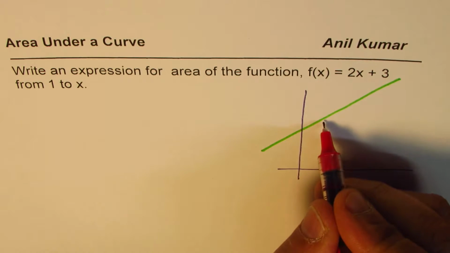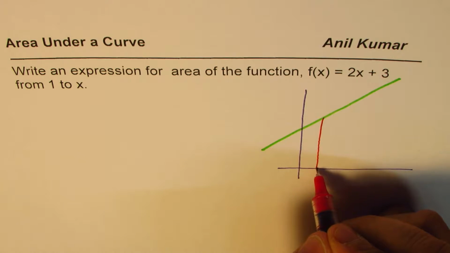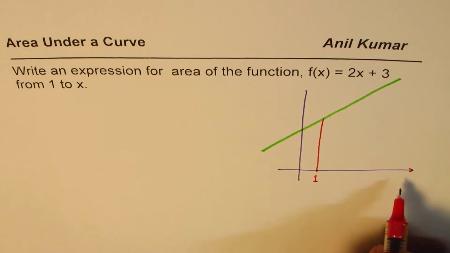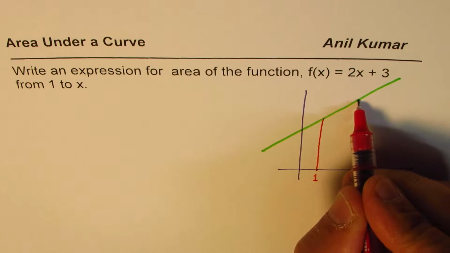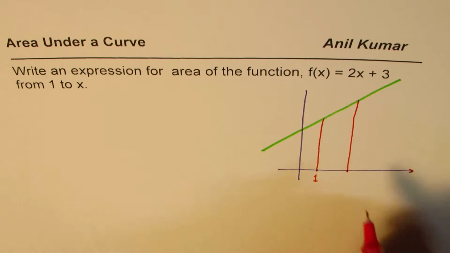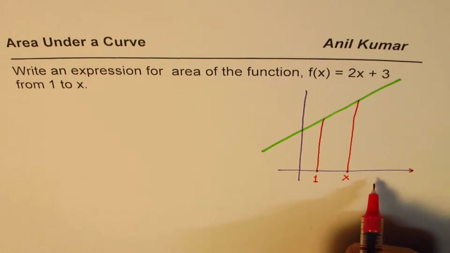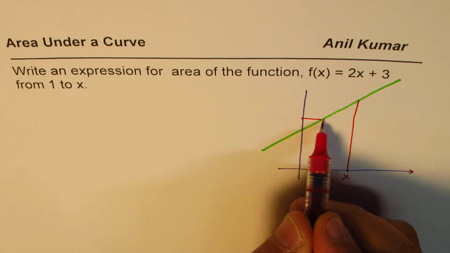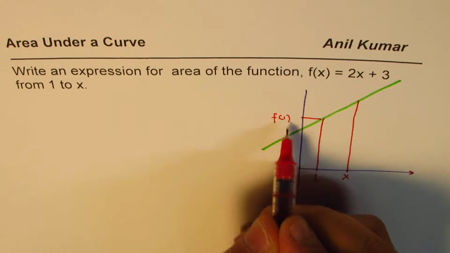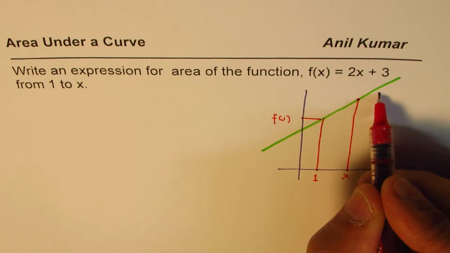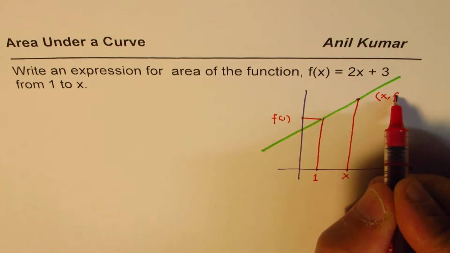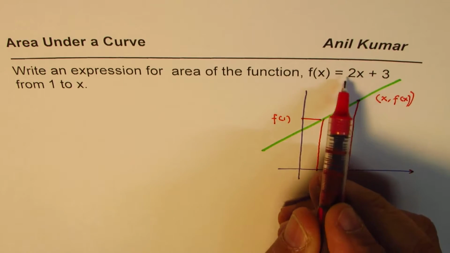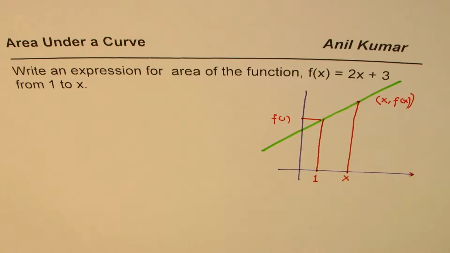So let us say this is 1 for us, right? Let's say this is 1, and let's take a general point x somewhere along the x-axis. So this is any point x on the x-axis. Now if that is 1, then the value of the function here will be f of 1, and this point can be represented as x, f of x, correct? Means value of the function at x, which is 2x plus 3 in general, right?